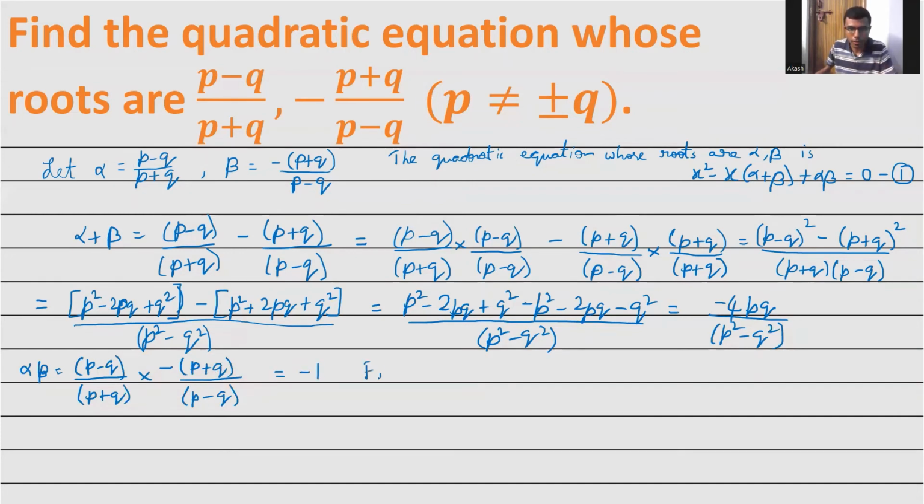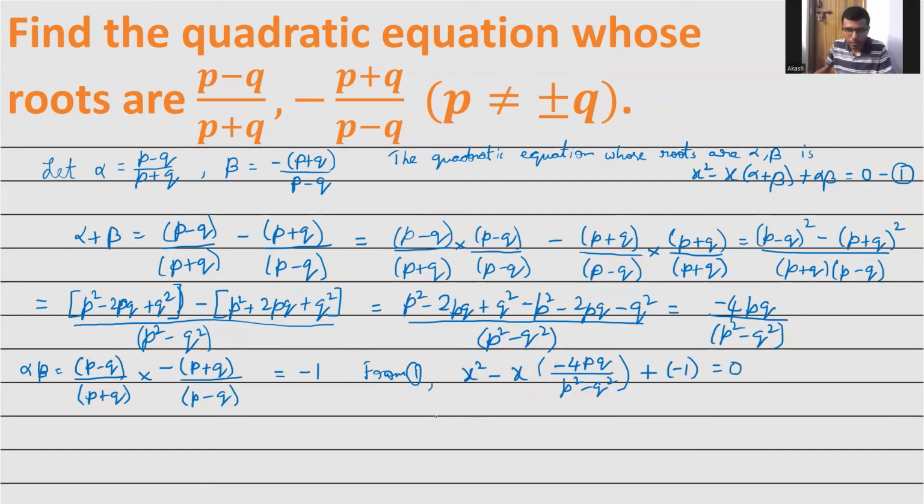Therefore from equation 1, just substitute whatever you got. You would be left with x square minus x into (alpha plus beta), where alpha plus beta is minus 4pq by p square minus q square, plus alpha beta, which is nothing but minus 1. And then again, as I told you, it's good if nothing is in the denominator, so I'm going to multiply this entire equation by p square minus q square.